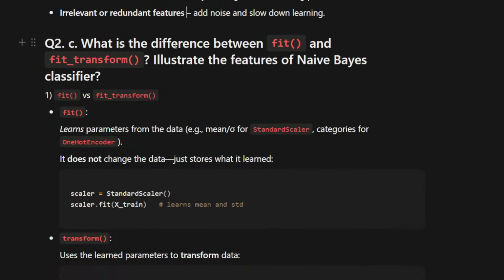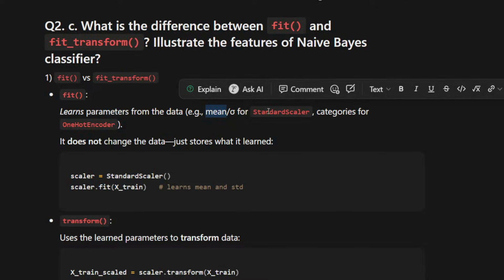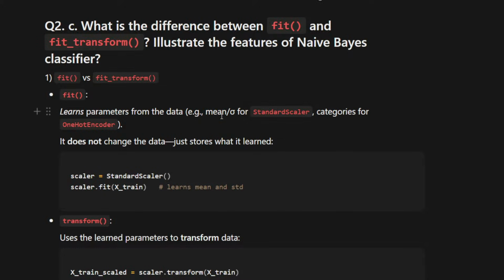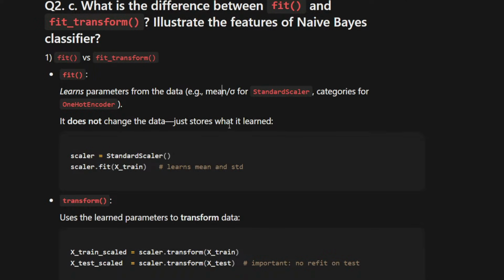Okay. This question asks the difference between fit and fit transform. As we saw in the coding section, fit is only for learning the parameters from the data. Example, in standard scaler, learning parameters means learning the mean, if the strategy is mean. Or in one hot encoder, it's the categories. It does not change the data, just stores what it learned.